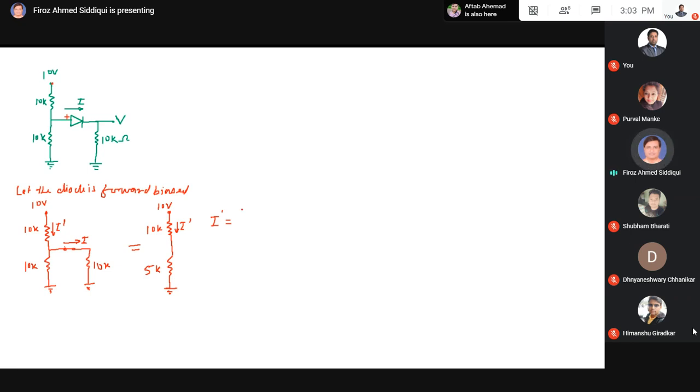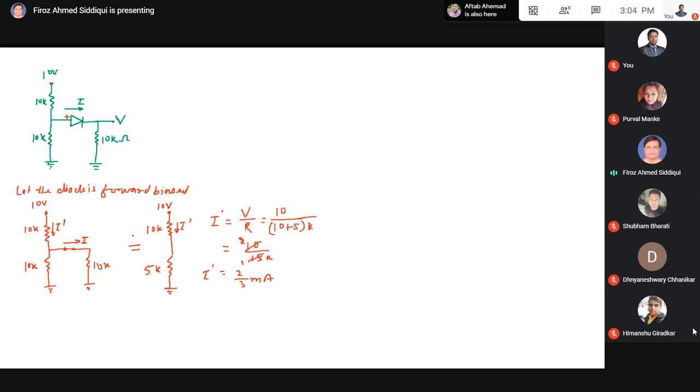What is this I dash? What will be its formula? The voltage that is 10 volt, divided by the resistance. In this case it is 10 volt divided by 10 plus 5 k, and you have to keep in mind that this is in k, kilo ohm. So what will come? It will be 10 upon 15. 10 upon 15 means 0.6, so 5 twos are 10 and 5 threes are 15, means 2 upon 3 milliampere, isn't it? So this I dash is 2 by 3 milliampere.